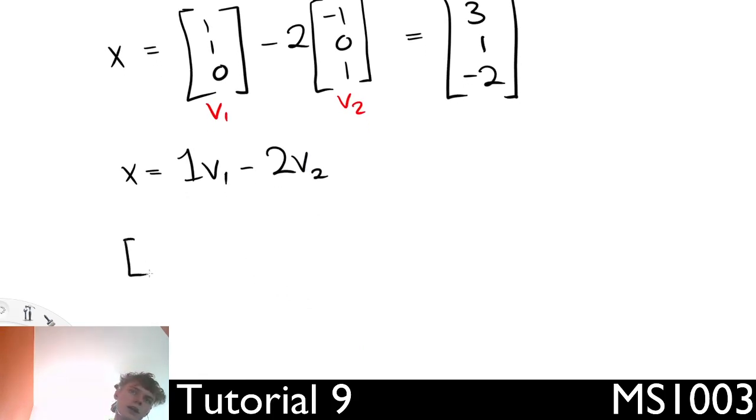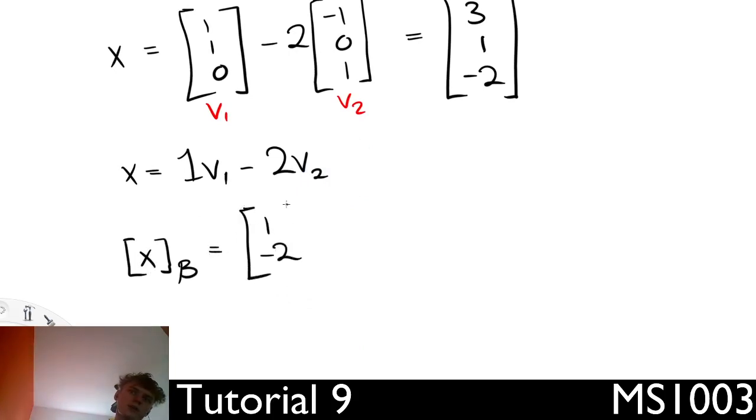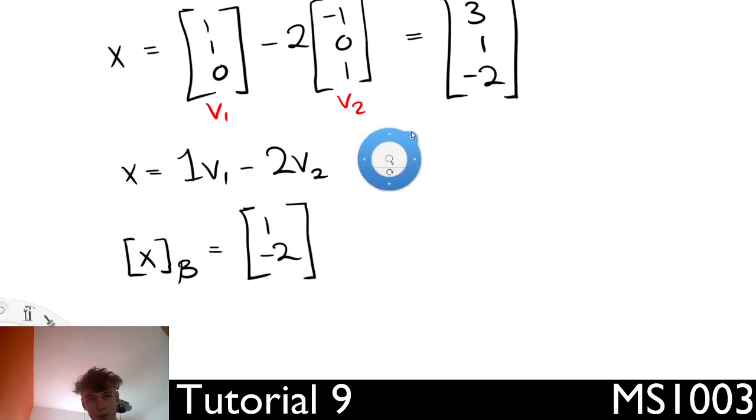And so x in the basis b is going to look like 1, minus 2.